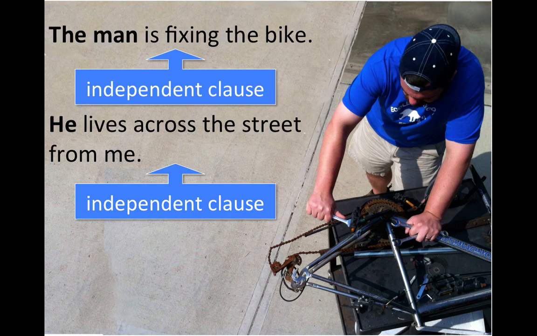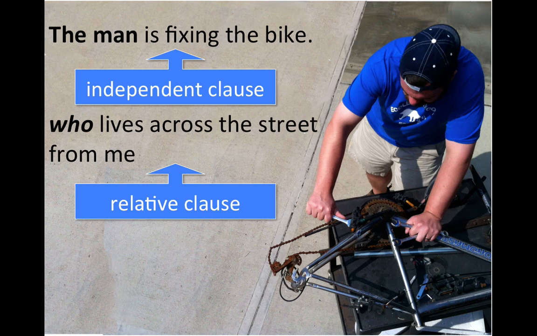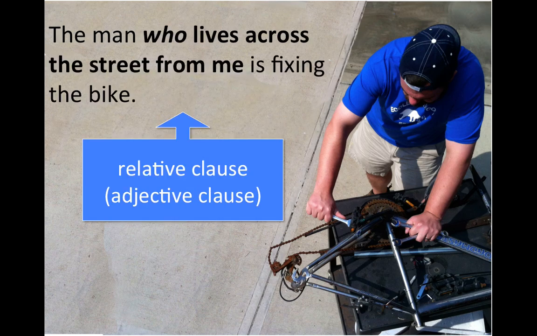So, notice that in these two sentences, the man and he refer to the same person. So we can make a relative clause or an adjective clause out of one of the two independent clauses we have here. How do we do that? Well, we change he to the relative pronoun who. For people, we can use who or that. That makes this clause a relative clause.